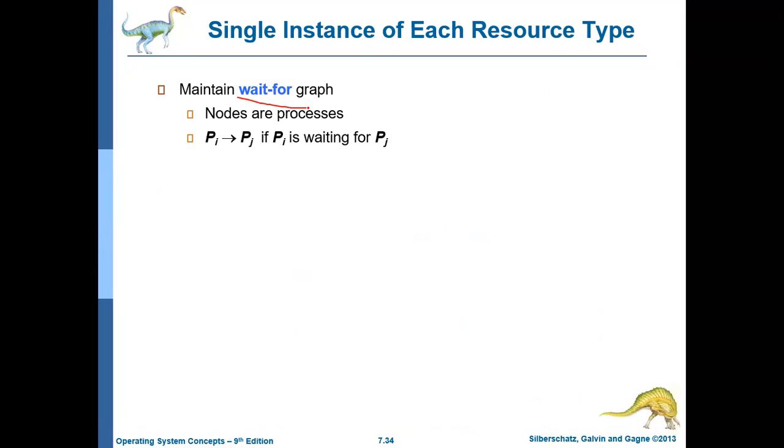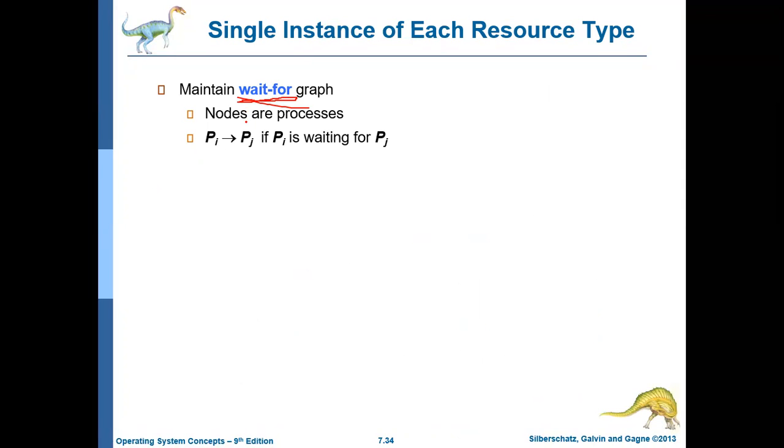So we have two versions of the deadlock detection algorithm. The first version will be used when there is only one instance of each type of resource. This is done through a graph, and this graph is called the wait-for graph. The wait-for graph is a variation of the resource allocation graph.